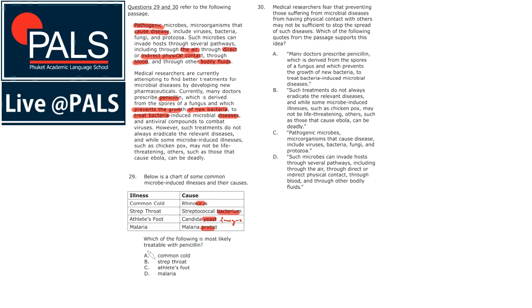Which of the following is most likely treatable with penicillin? What did we learn about penicillin? It's an antibiotic, which is derived from spores of a fungus, which prevents the growth of new bacteria. So it's used for treating bacteria-induced diseases. So which throat, bacterium, that's our answer, B.